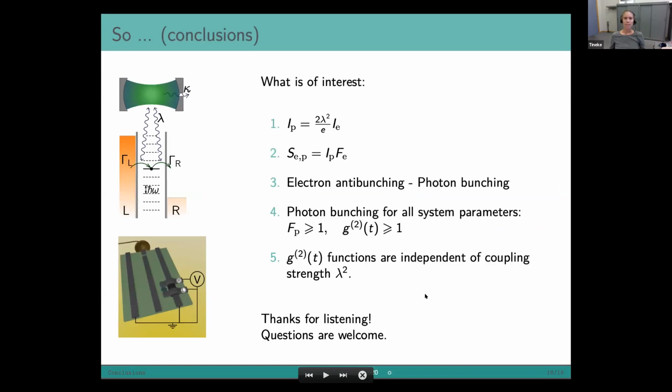And so what was interesting here is that you have these very specific expressions for your photonic cumulants and for your cross cumulants, and because, well, you can see in the damping basis that this just is the cutoff. There's no higher order terms. You always get electron anti-bunching, however, photon bunching, and these large G2 functions, which are independent of lambda. So, thank you for listening.